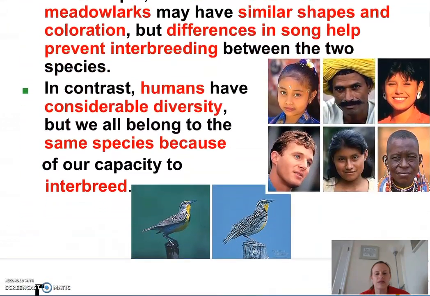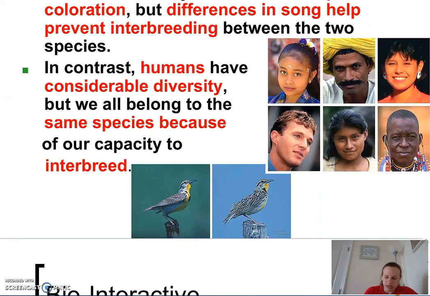Now let's take a look at these two examples. Check out these birds. They look extremely similar. By appearances, you'd say they probably belong to the same species. However, they have different mating songs, which prevents these birds from interbreeding. They're actually members of two different species.